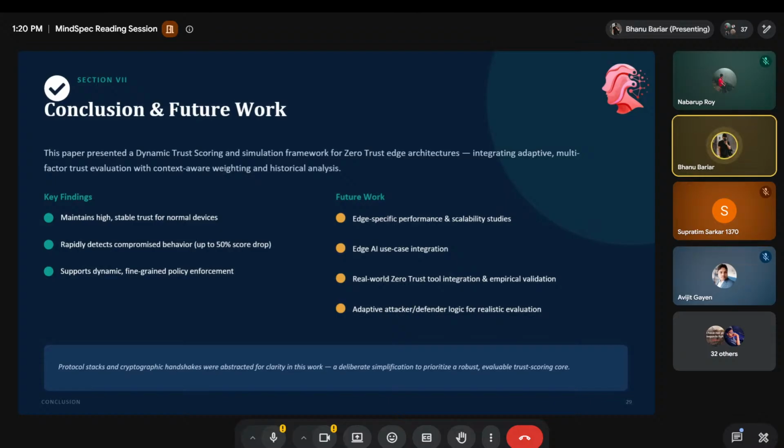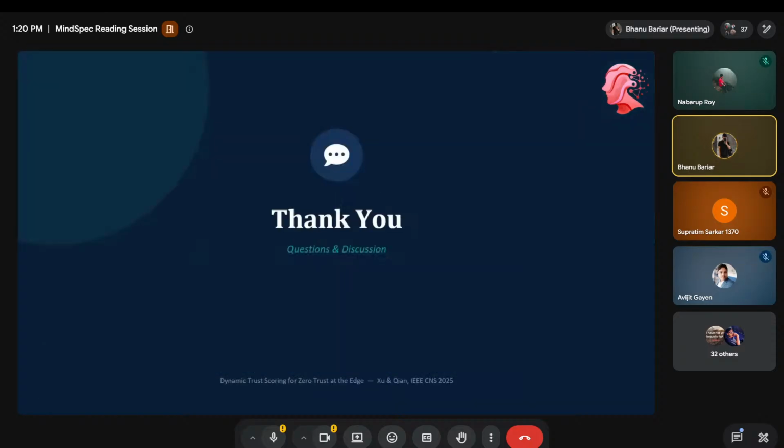Overall, this paper demonstrates that trust should not be viewed as a fixed property, but as a dynamic quantity that evolves continuously with device behavior and operational context.